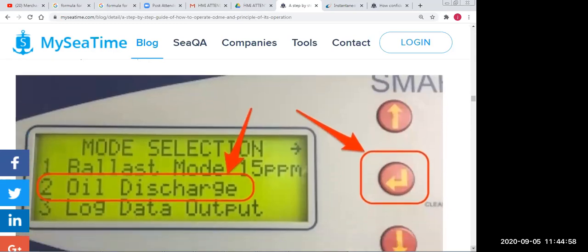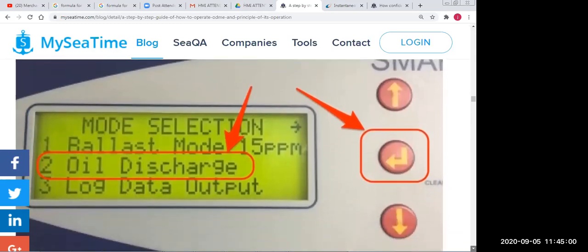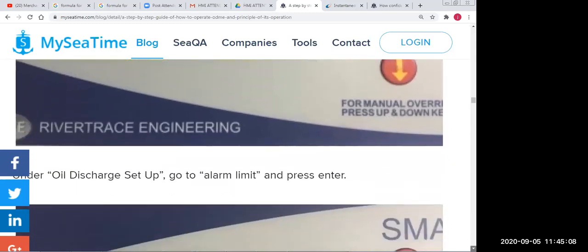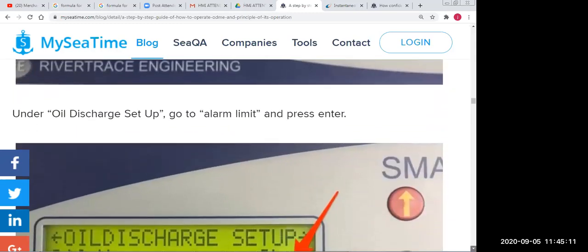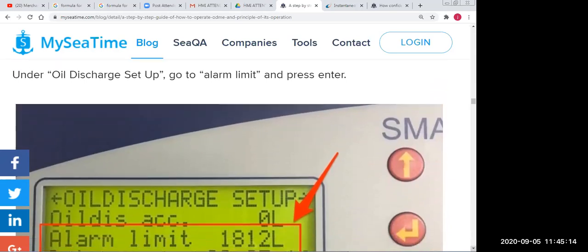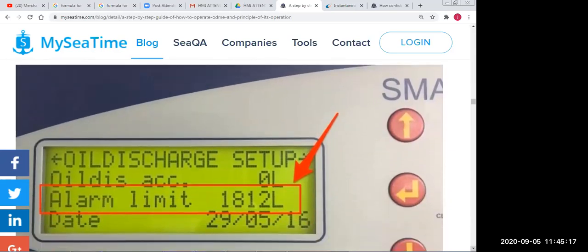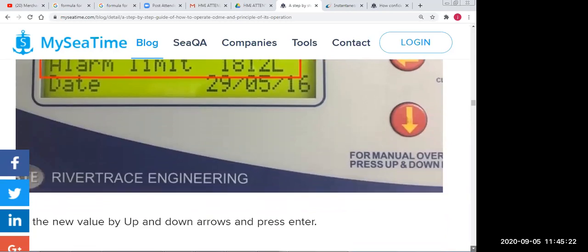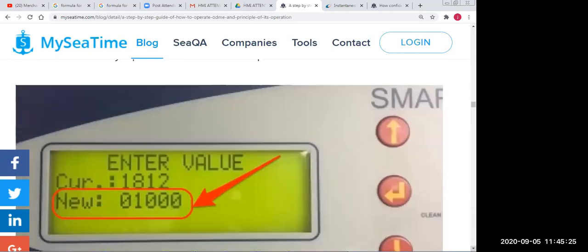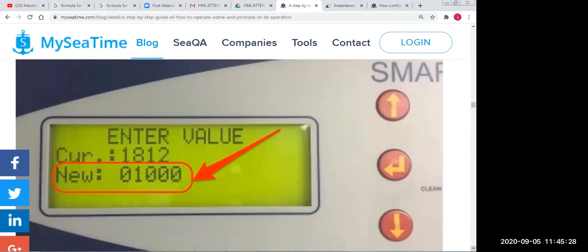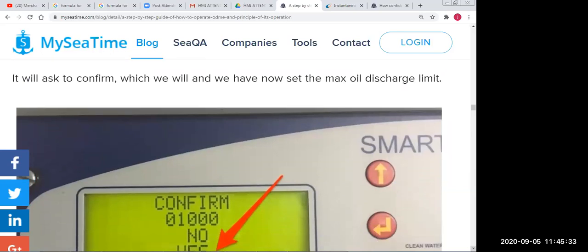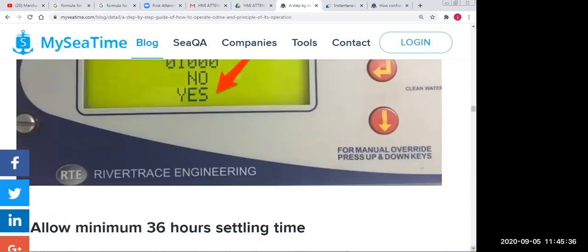Once you go to the settings, it will ask oil discharge, go to the oil discharge mode and press enter. These instructions you will find in your instruction manual, will be given in different manuals in different ships. Then under oil discharge setup, we will be given an alarm limit, that is the maximum quantity of oil. And the alarm limit, we will scroll up and down and enter 1000. Once you enter 1000, again you enter to confirm the maximum oil discharge limit, and you can say yes.